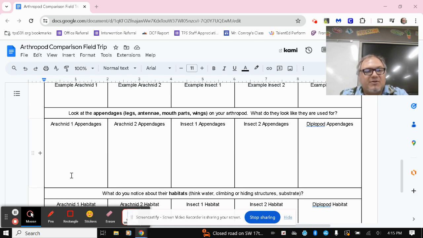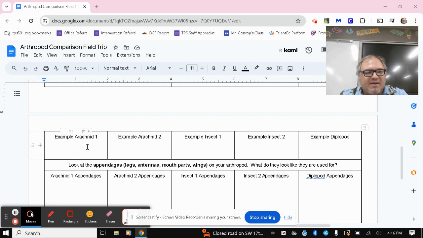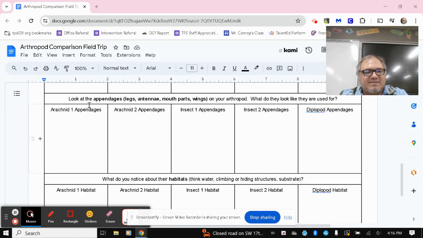Underneath each one of them, you'll put some information that pertains to that specific species that you're looking at. The first box asks about the appendages, and remember that appendages on an arthropod could be the legs, antennae, mouth parts, wings, basically any extension off of the body on an arthropod could be an appendage. It's not just what they use for movement. What do they look like they're used for?